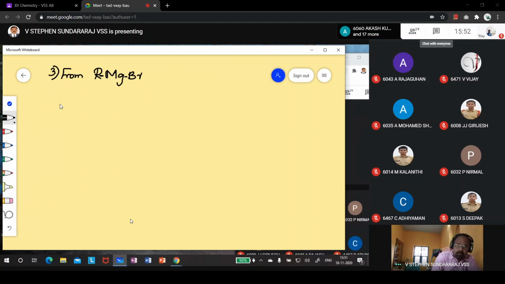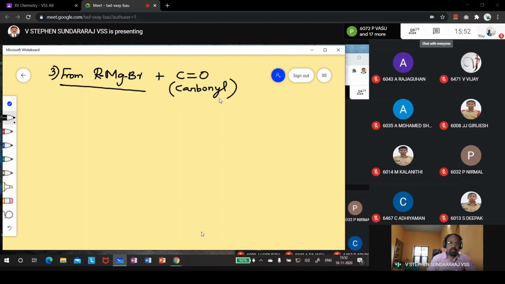Now, to whom is it going to react? It is going to react with carbonyl compounds, aldehyde and ketone. Remember that. Then, sir, why is it not included in the second heading, which is from carbonyl compounds only? Yes, carbonyl compound, but here the reagent is RMgBr, and since it is a very important reagent, there is a speciality in this reaction. What is the speciality? I will tell you later on.